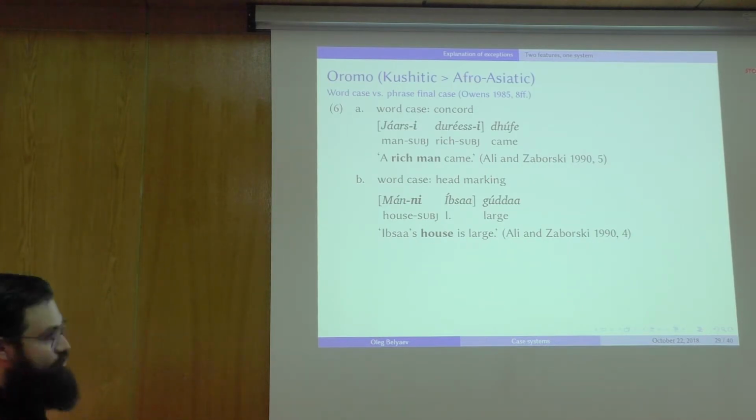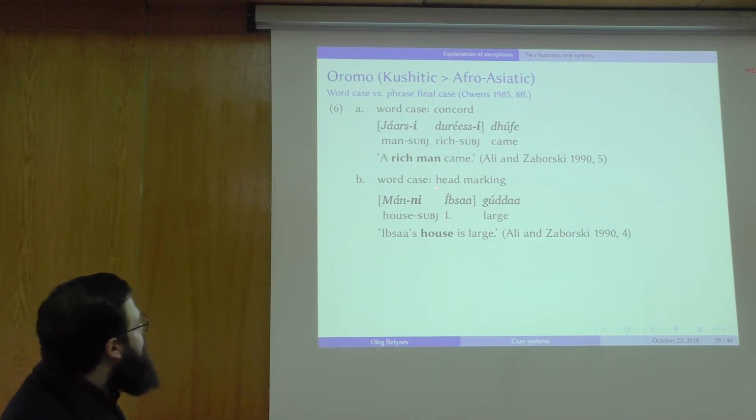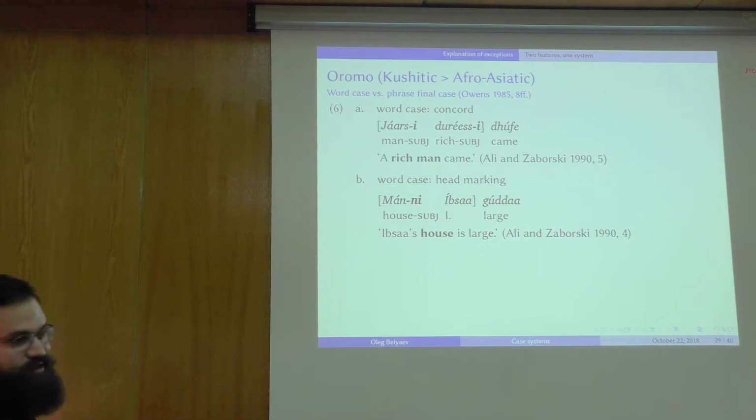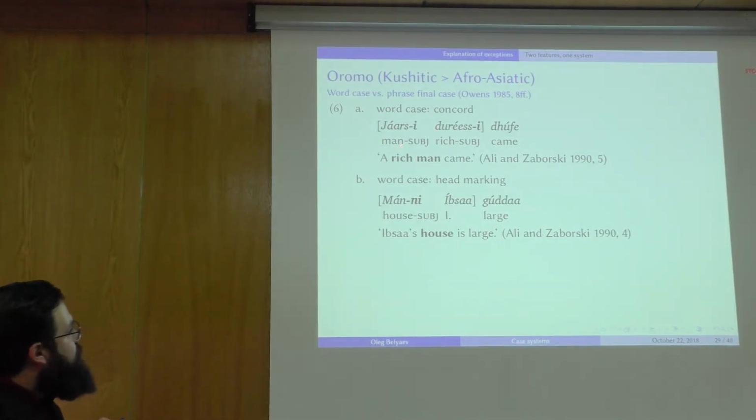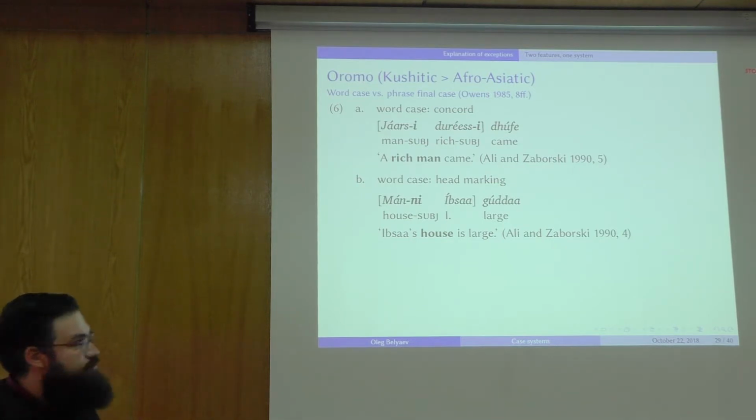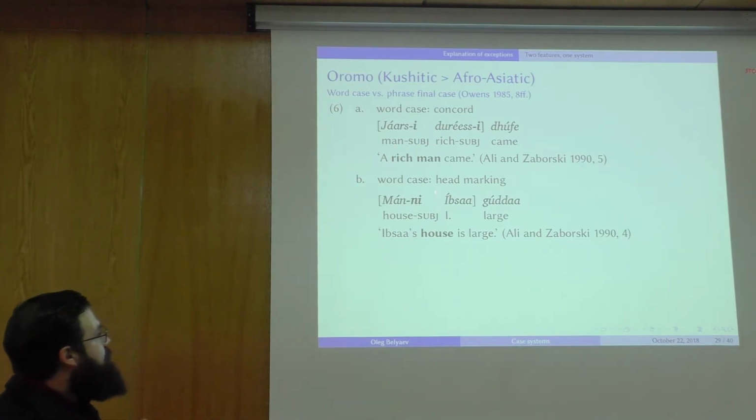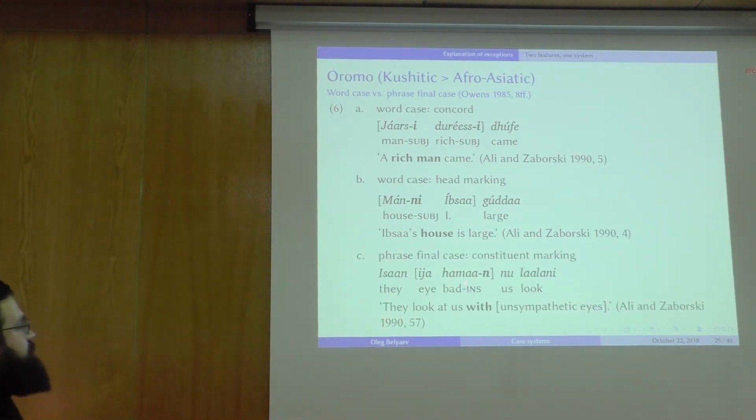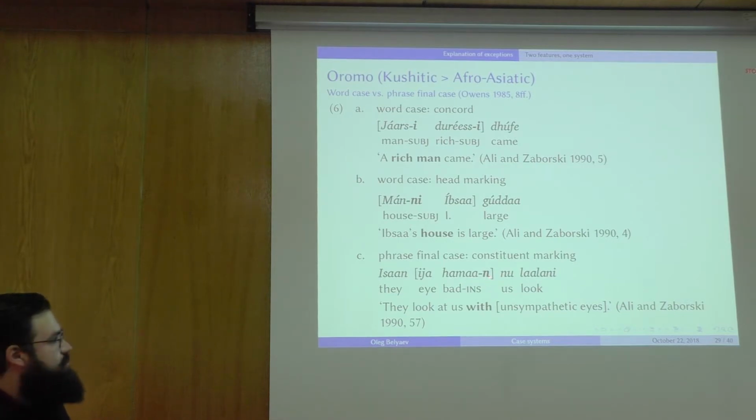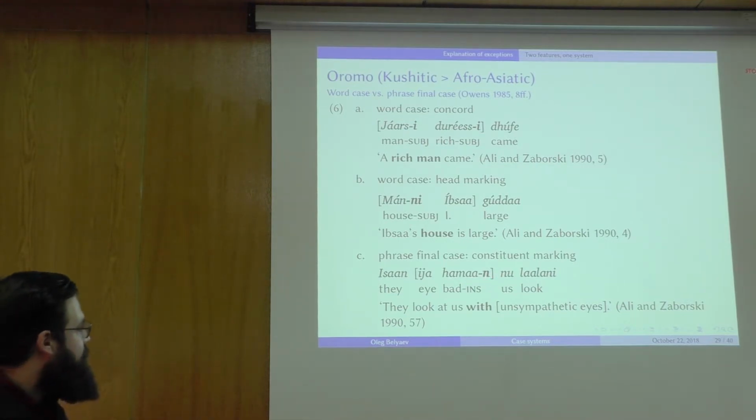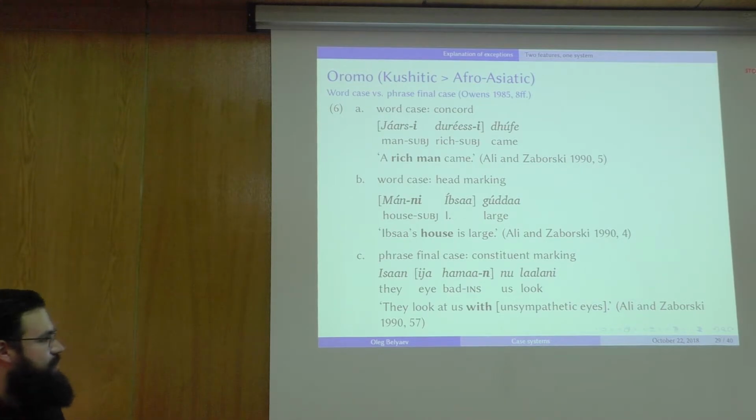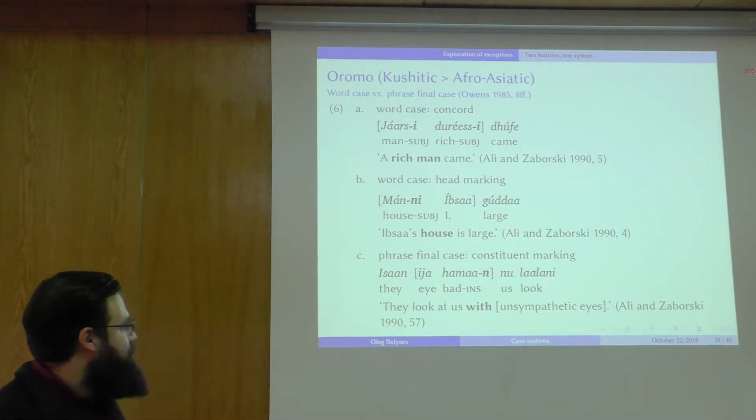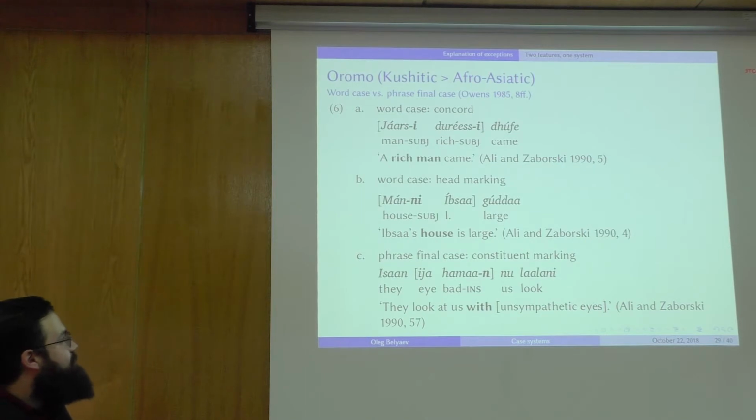A very clear example is Oromo, the Cushitic language of Ethiopia, where we have word case versus phrase-final case, which is defined as such in Owens's grammar. Word case triggers concord, like in this example, rich man has the subject marker on both elements, and marks only the head of the noun phrase, not the edge. Group case is different, it doesn't trigger concord as we see here, and marks the final constituent of the noun phrase. In this example, the head is the noun, and the case occurs on the adjective. So this is a clear example.